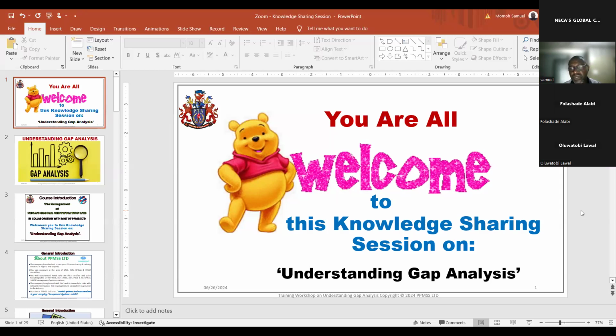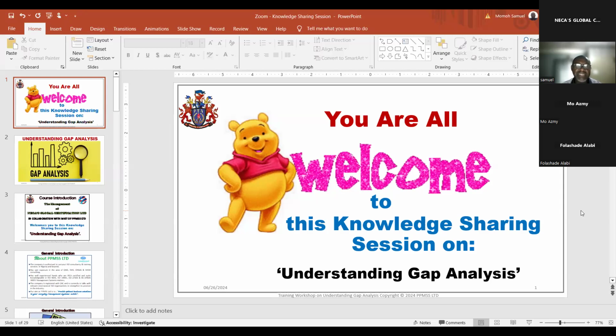Yes. Okay, fine. So as the person who did the introduction has said, the session is a knowledge sharing session. That's why I said I want it to be an interactive one, and it is based on understanding gap analysis. So I'll be taking you through briefly, based on the little that I know, gap analysis in relation to ISO management system standards.